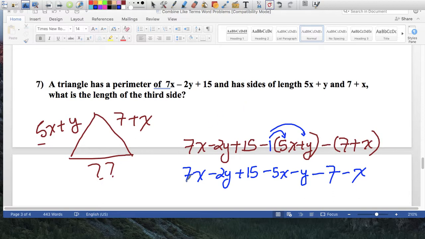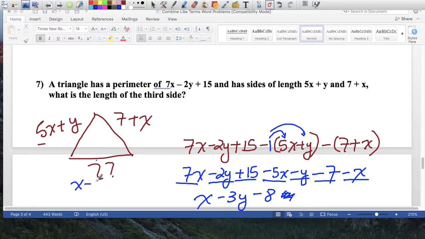Now it's just a matter of combining like terms. So 7x minus 5x is 2x, and 2x minus x is just 1x, or just x. Negative 2y and minus y, negative y minus y, is negative 3y. Positive 15 and minus 7 is positive 8. That's it. So the missing side is represented by x minus 3y plus 8.